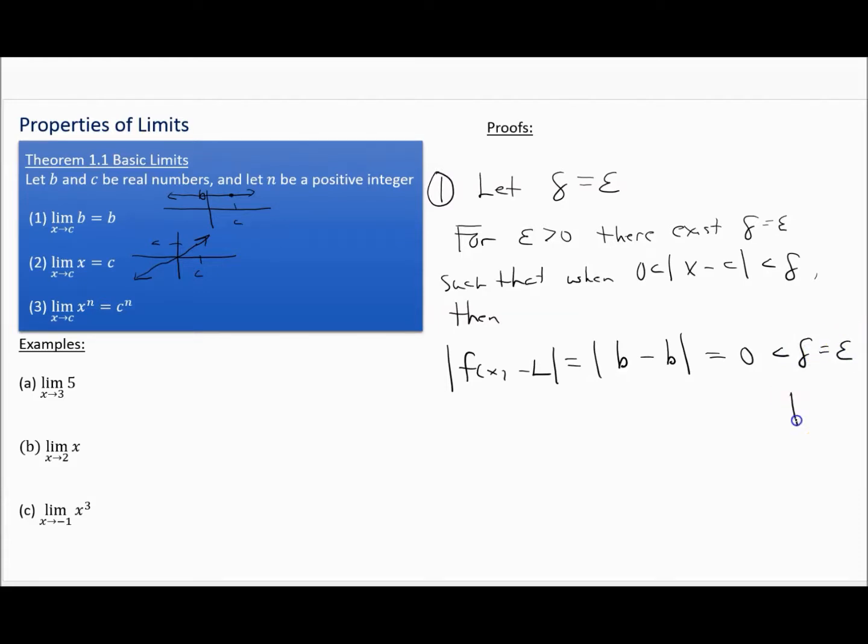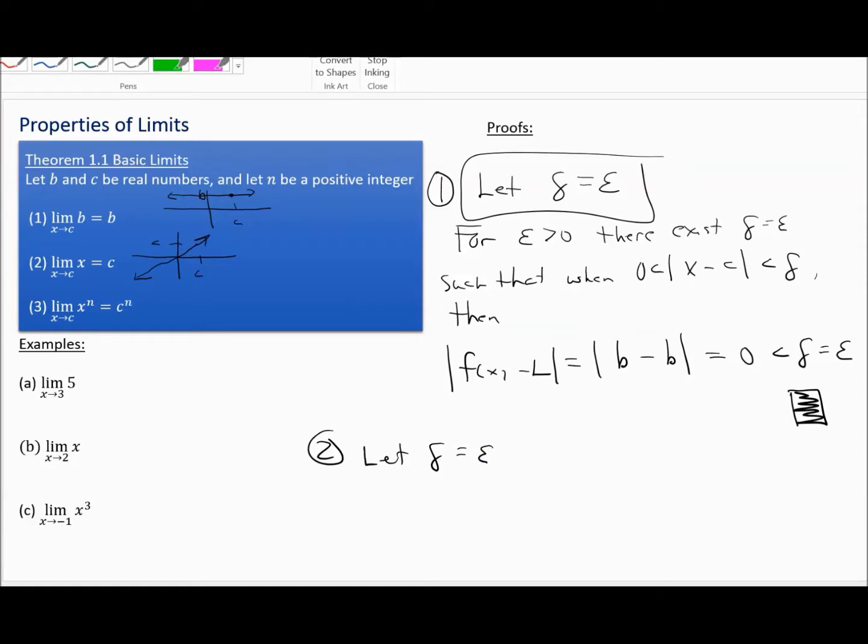Okay, that's a weird proof, but basically that's how that works. Now, for the second one, it works out well to again let delta equal epsilon. So we're going to let delta equal epsilon. And the line that we have above, so for every epsilon there exists a delta such that 0 is less than the absolute value of x minus c, which is less than delta, then, okay, we're good to go. Let's go ahead and start there.